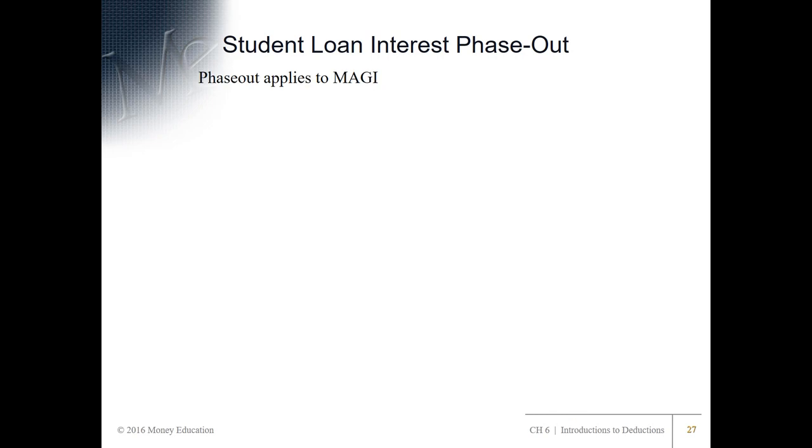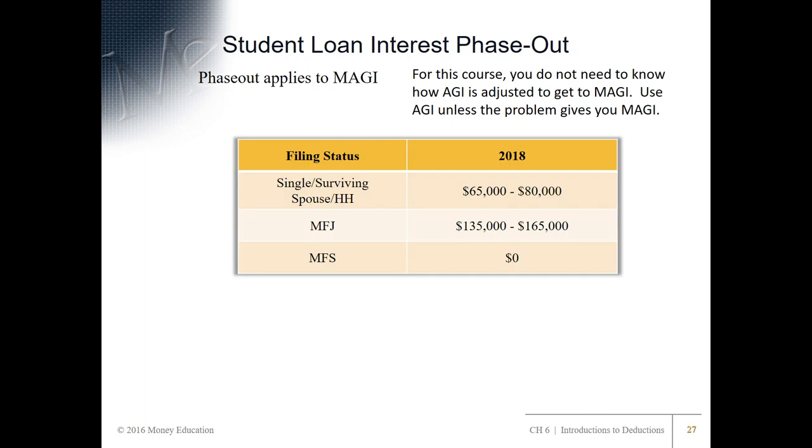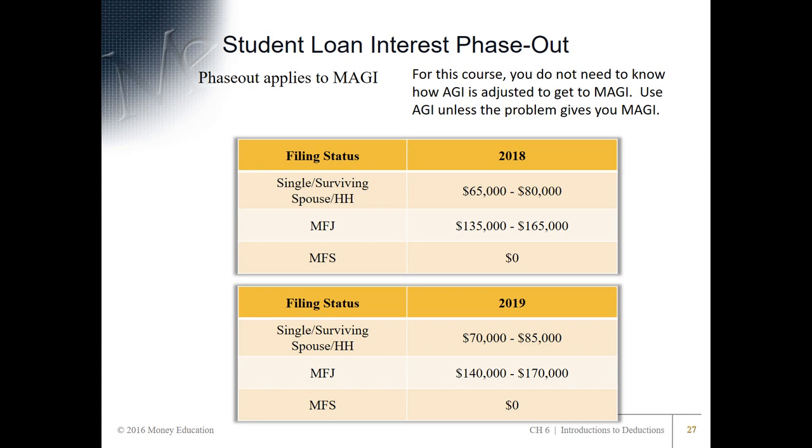But there's also a limit to how much you can deduct based on your AGI or MAGI. Now, recall, for this course, you don't need to know how AGI is adjusted to get MAGI. So just use AGI unless the problem gives you your modified adjusted gross income. So here we have 2018 and 2019 phase out ranges, and you can see it differs by filing status, and these numbers are indexed. They change a little bit every year. And these numbers are your adjusted gross income.